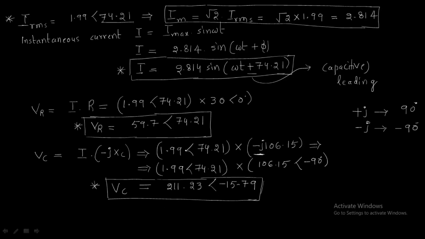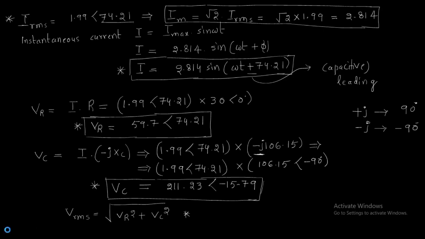If you have any doubt after finding the voltages, you can check the relation. The supply RMS voltage is the square root of the voltage drop across the resistor squared plus the voltage drop across the capacitor squared. If it is satisfied, then your problem is correct. Otherwise, your problem is wrong. You will get that. Okay.